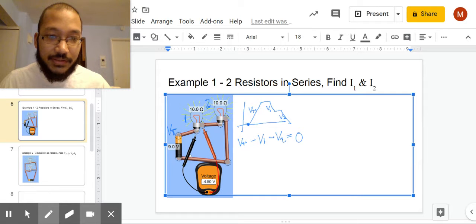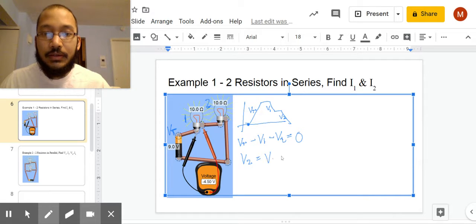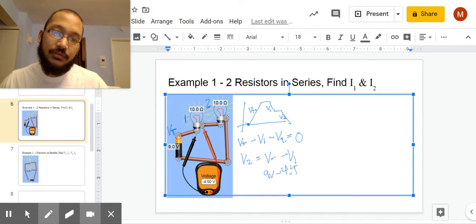So anyway, to solve for V2, that's the only unknown. V2 is equal to VT minus V1, and so that is 9 volts minus 1.5. My pen came out a little weird, I don't know if you guys can see this. So that's VT minus V1. 9 volts minus 1.5 is 4.5 volts.